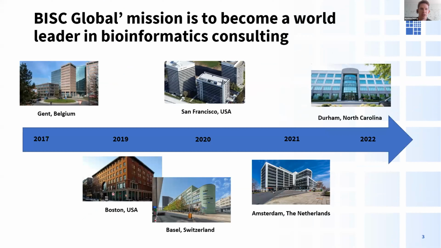A short intro about the company. It was founded in 2017. The founder saw the need that people are generating a lot of data, and there are a lot of instruments to do that, but the real value nowadays lies in the data analysis and getting the insights from the data. As you can see, the company has expanded a lot since then, starting in Ghent in Belgium, then moving on to Boston, USA, Basel in Switzerland, San Francisco, USA. In 2021, we also opened offices in Amsterdam, and this year in Durham, North Carolina.